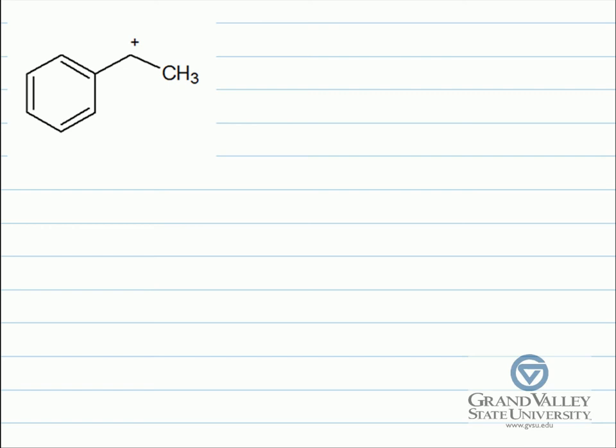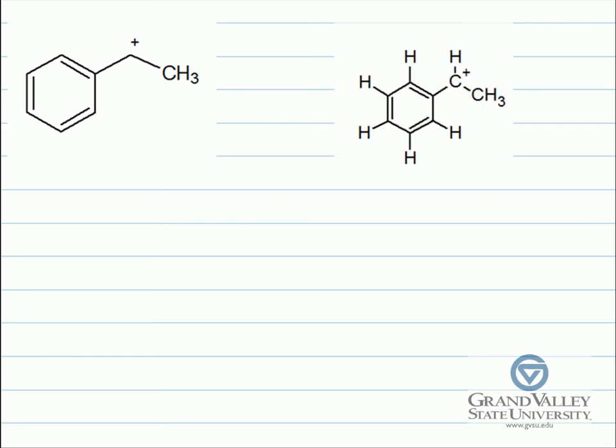Welcome back. Let's check your answers. To start off the problem, we can draw in all of the hydrogen atoms bonded to the carbon atoms in the ring and the substituent. We see a positively charged carbon atom in the substituent. We also see several carbon-carbon double bonds in the 6-membered ring.